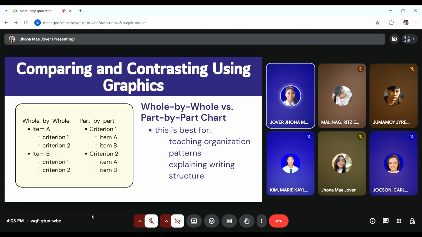Then it moves to criterion 2 and again compares both items side by side. So the key difference between whole by whole and part by part is that whole by whole focuses on one complete subject at a time, while part by part focuses on one criterion at a time.